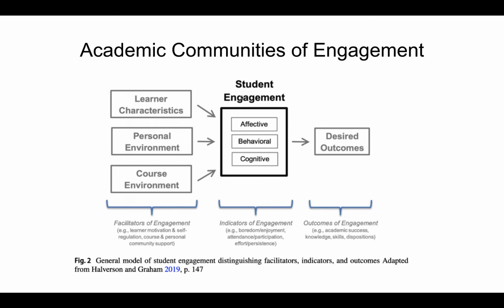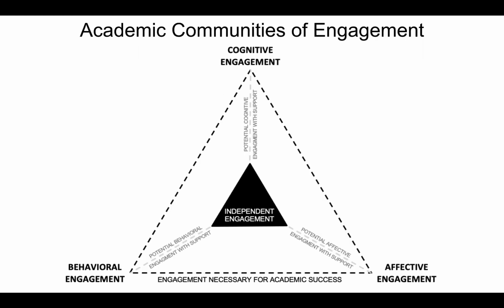But we also know that student engagement doesn't happen in isolation. So then there are facilitators of engagement: the learner's characteristics, their abilities and background, the personal environment, and the course environment can all impact student engagement and influence their ability to actually engage in those ways. So this is a model that we're calling the academic communities of engagement.